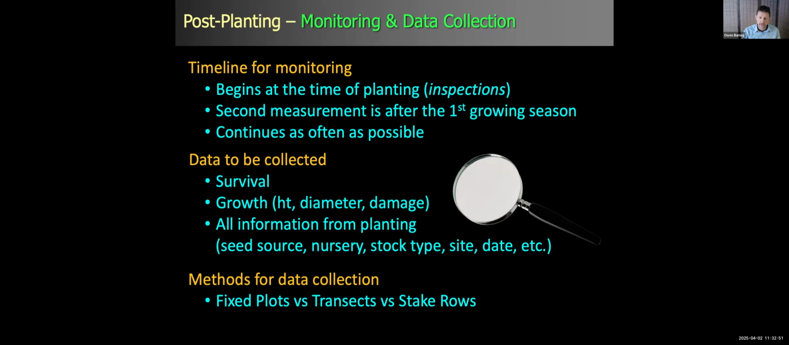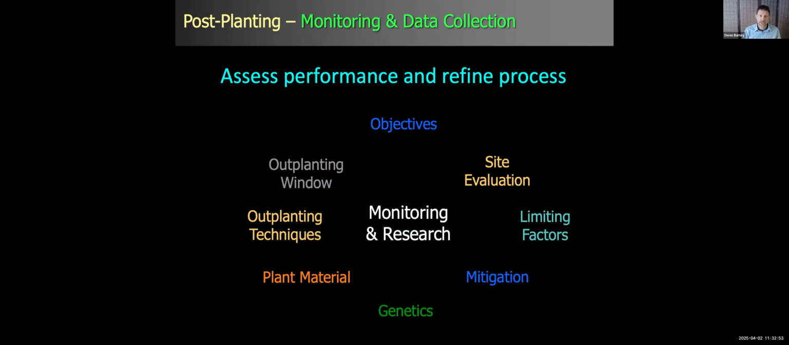The reason why is that data allows us to assess the performance of those seedlings and then help us refine the process within that whole target plant concept. So if we're seeing failures and we have good data, we may realize that it's a part of the nursery conditioning process or that it's a seed source issue. And so, for us to continue to improve our reforestation efforts, we need good data.